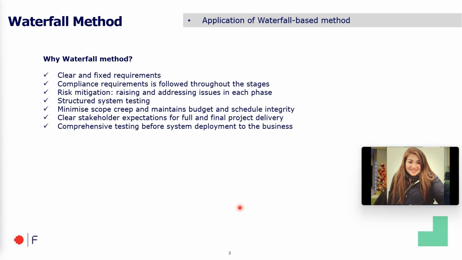Now, why waterfall and not agile? The waterfall method was chosen because of its emphasis on fixed requirements and comprehensive documentation. Agile's iterative approach wasn't suitable as stakeholders expected a single, complete delivery, and compliance demanded detailed upfront planning.